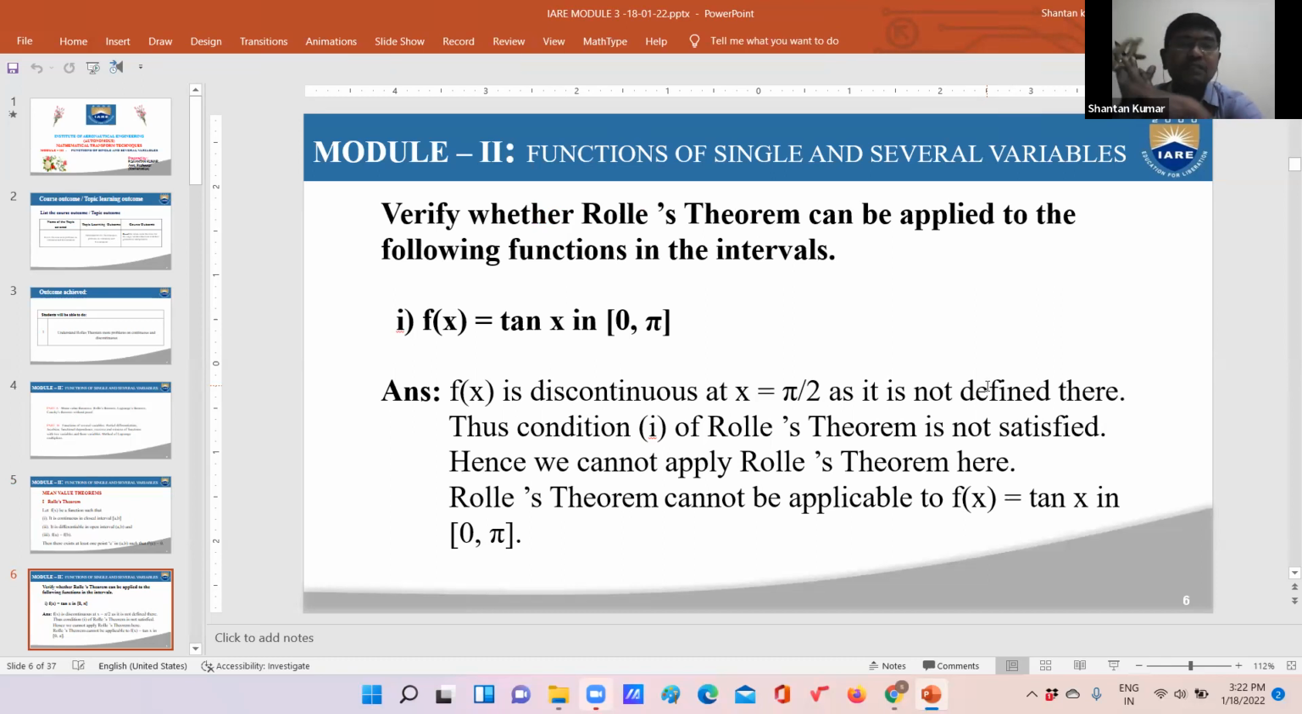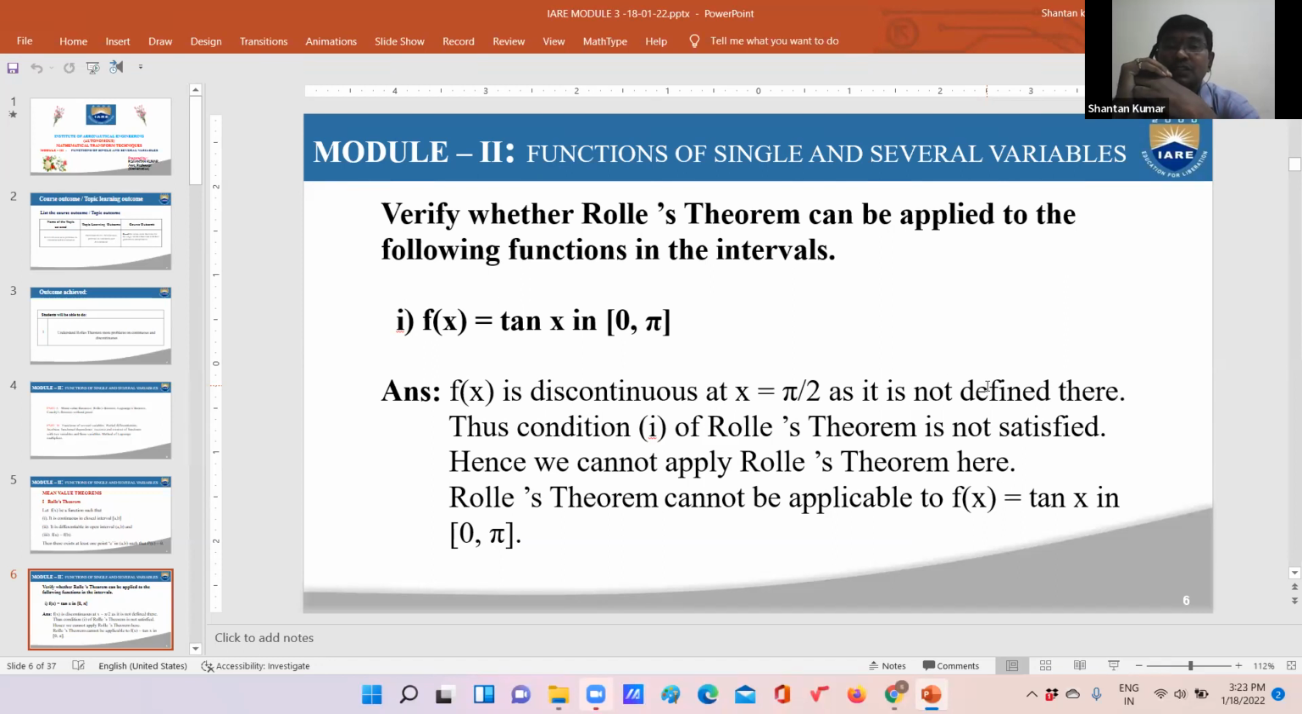For example, tell me what is the value of the 0? Anyone? Come on. 0. And what is the tan pi? Emma, what is the tan pi? Anyone? What is the tan pi? Yes. Emma, anyone give the reply? What is the tan pi value? 1.3. What is the tan pi? 0, sir. 0 only. Tan 0 is also 0, tan pi is also 0.